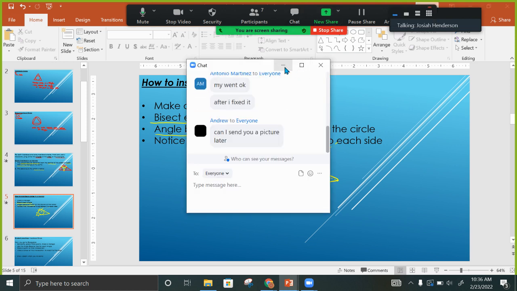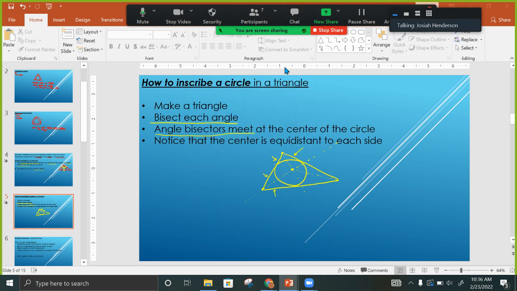Yes, Andrew, please send me a picture later. And even if we don't get it all the way done, that's okay. I just want to see you guys trying. And I would like to help you work out how to use GeoGebra too. Maybe not just right now at this point, but at another time if you guys would like to do that.